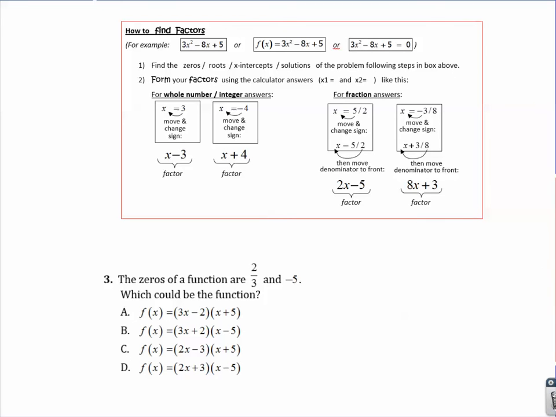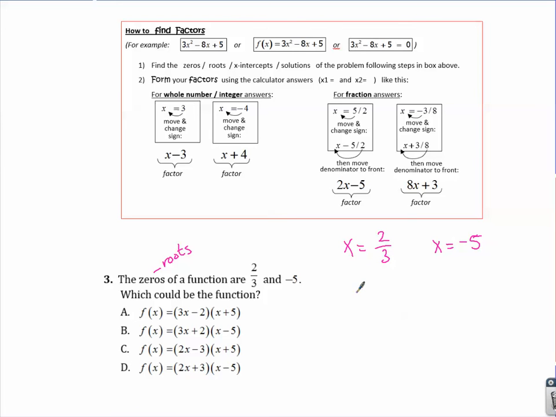The next one I have, the zeros of a function are 2/3 and negative 5, which could be the function. So they already did the first part for us. We have our zeros, or we have our roots. Remember, zeros are the same as our roots. We have those already. And we then have that x is equal to 2 over 3 and x is equal to negative 5. So we're going to do the same process.